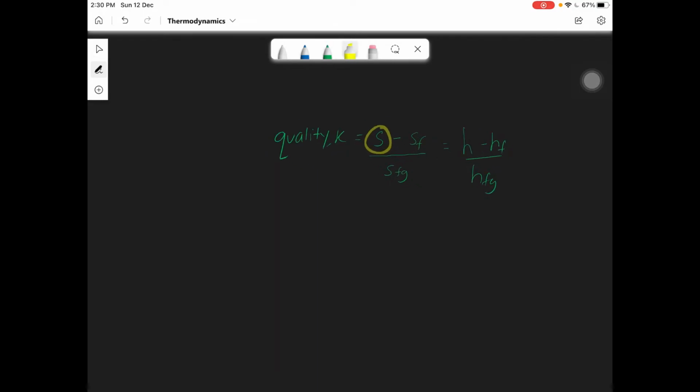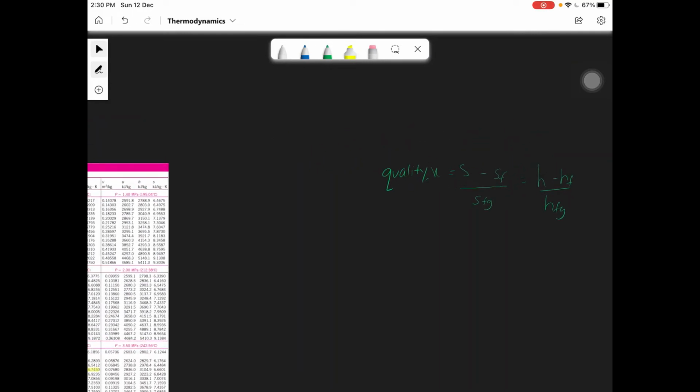So our strategy is we need to use this equation to find the value of X. Then we will substitute X to find our value of H from this equation. Okay, don't worry, it's very simple. So let's begin. X equals S4 minus S4F divided by S4FG.